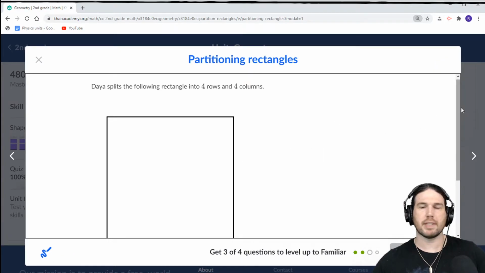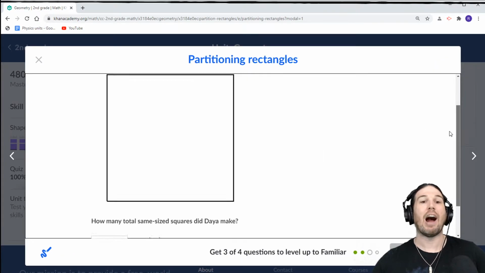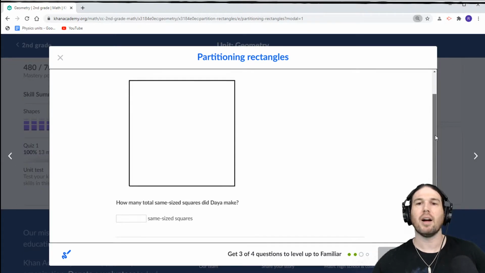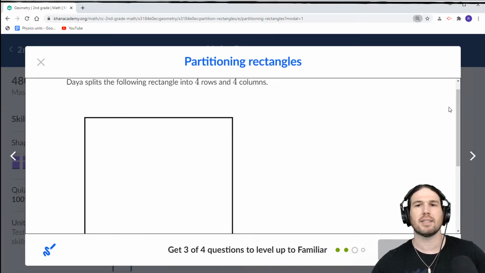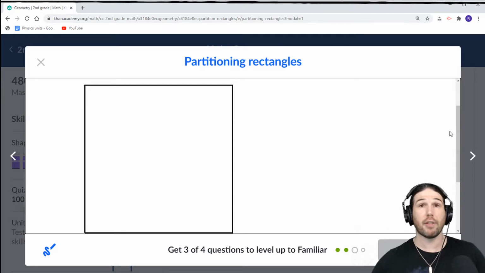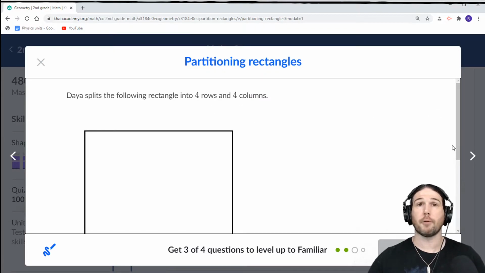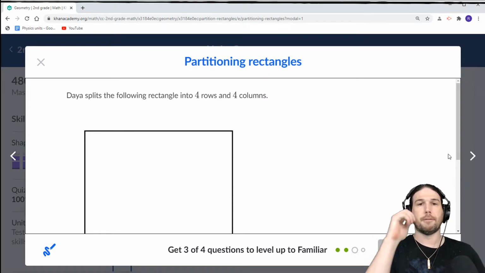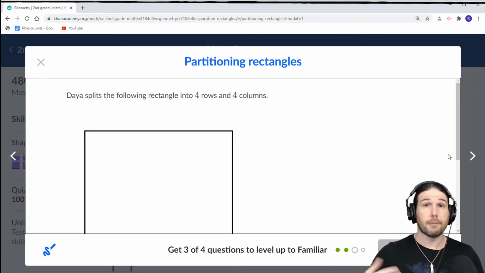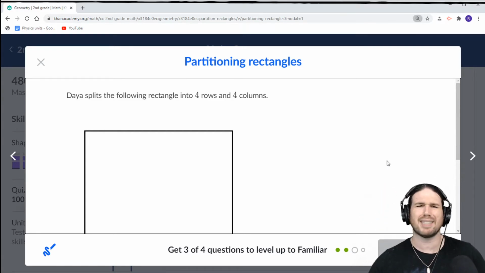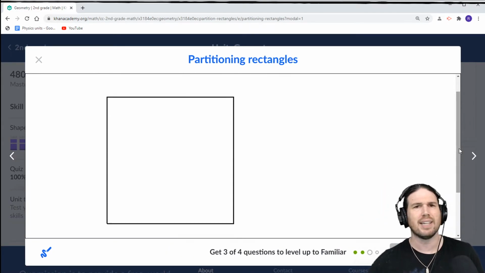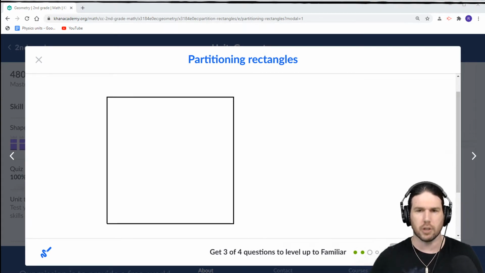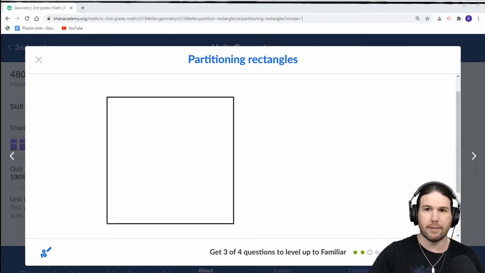So if I was going to split this into 4 rows and 4 columns, how many squares would she make? Oh, so cool. I love this. All right, so we're going to go ahead and draw this. But we don't have to, right? We should be able to tell that if it's 4 rows and 4 columns, that's going to be 4 plus 4 plus 4 plus 4. 4 times 4 is 16. But this is second grade. Let's go ahead and double check just to make sure. Now, I can't draw straight lines to save my life, so I apologize.